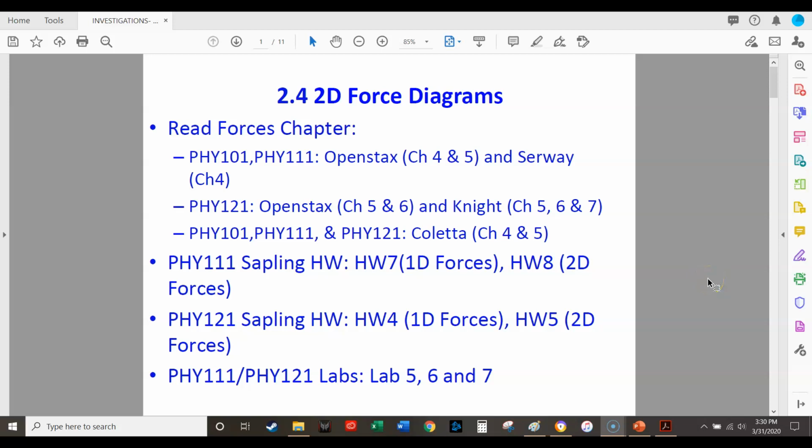Let's begin working on forces in 2 dimensions. So this is 2.4. Forces is section 2, chapter 2, and we're in activity 4. If you haven't done so, please read Coletta's book, chapters 4 and 5. This will be related to homework 5, two-dimensional forces in Sapling for Physics 121, and homework 8, two-dimensional forces in Physics 111. Let's go on to the problem.